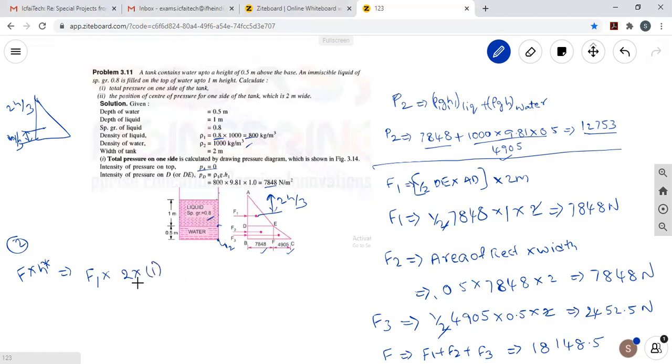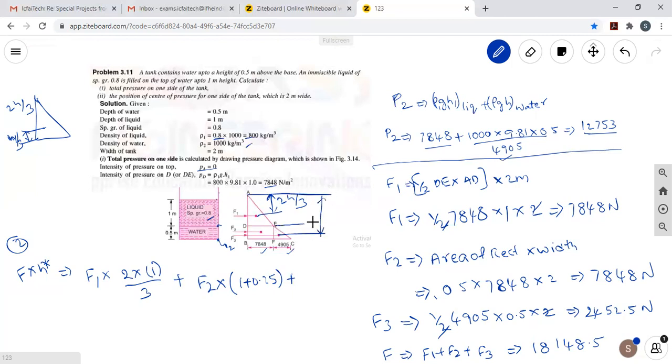So F1 into, what is the height? It is 1, 2H by 3, plus the second force F2. You observe F2 acting at a distance of, what is the height? You observe this, this is the triangle. This height is half BD, which means 0.25 plus 1. So 1 plus 0.25 plus F3.